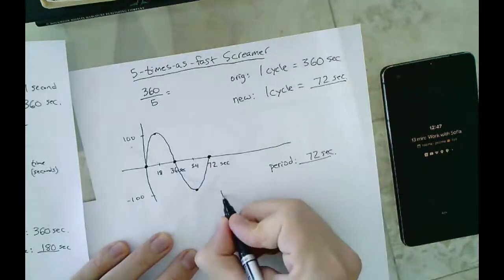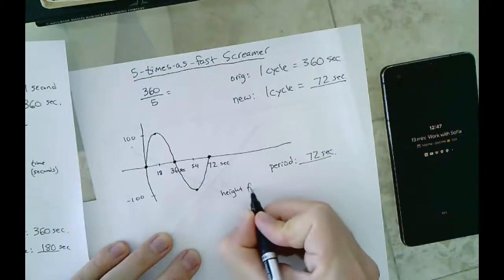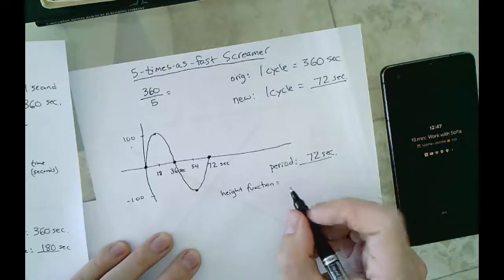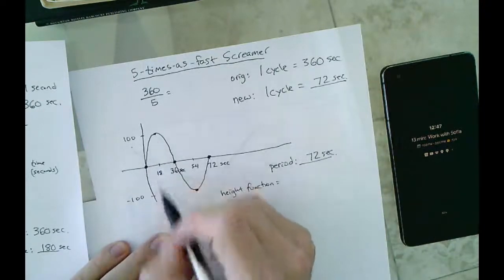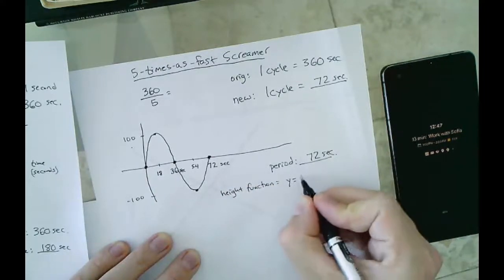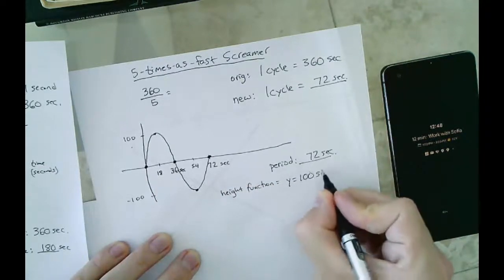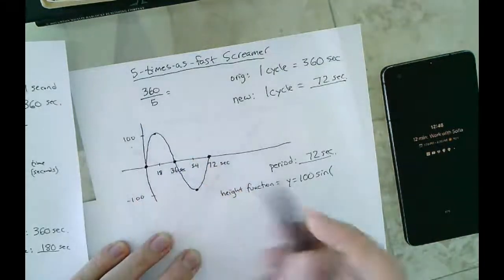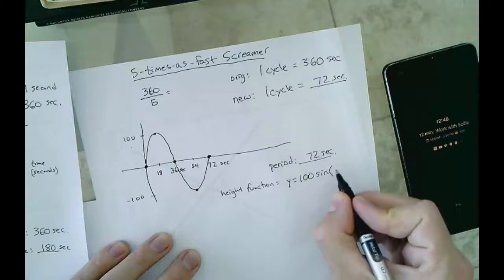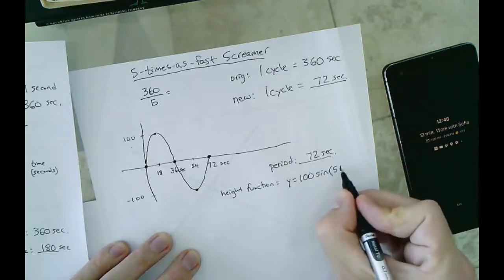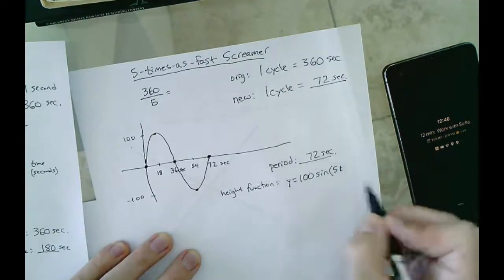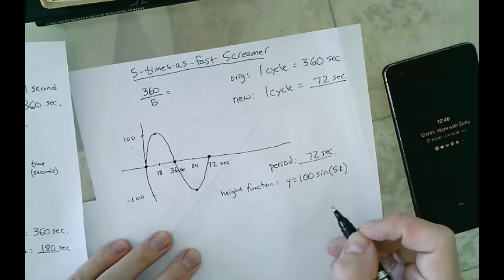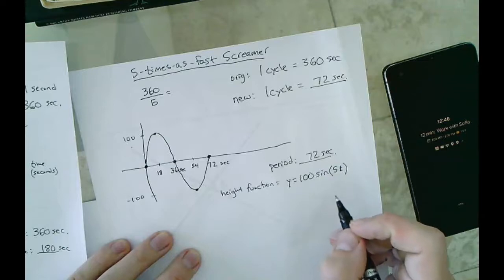Now, how about our height function for this new screamer right here? Well, did the 100 change? Have we changed how high we're going? No. So we know it's going to start the same. 100 sine. But we know it's not just going to be x. We know we're going 5 times as fast right here. So we know that we're going to go 100 sine of 5, and I'm going to put t right here. I changed the variable on you a little bit. 5t or x, depending on what your input variable is. Okay, that's going to be how we go about that.